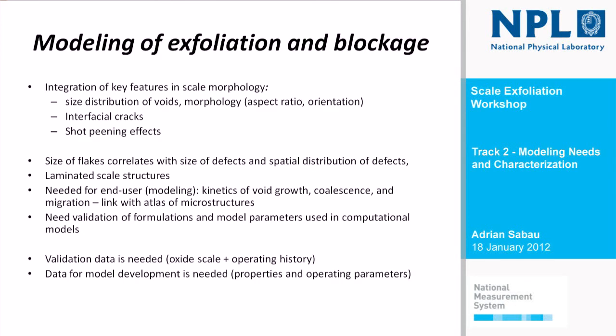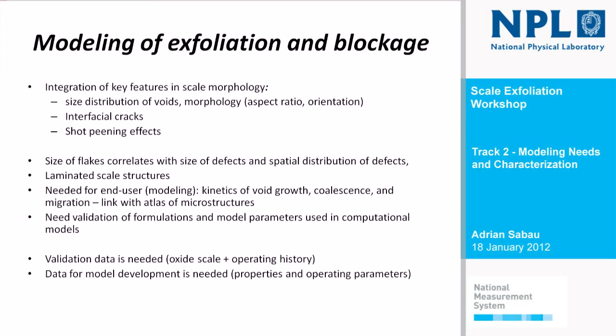In terms of modeling needs, we need to incorporate the size distribution of voids and interfacial cracks. Those are weakening the interfaces. Therefore, the oxide scales can come off easier than through a very solid interface between the oxide and the metal, or between the spinel and the magnetite. We need to take into account laminated scale structures, because, for example, for T22, you do have a banded structure of the spinel.